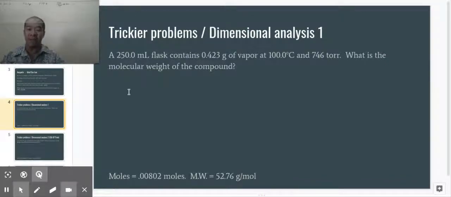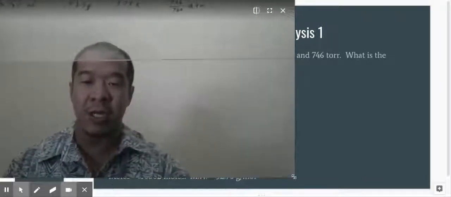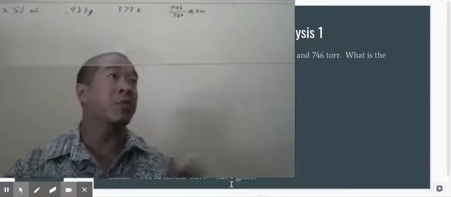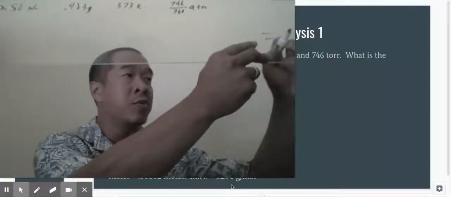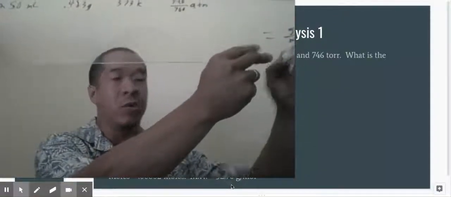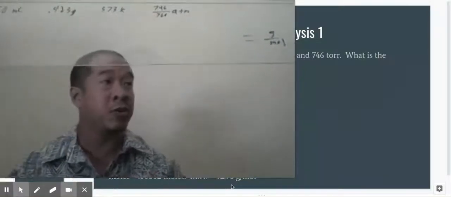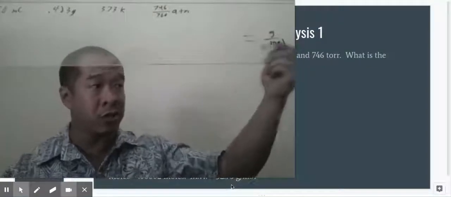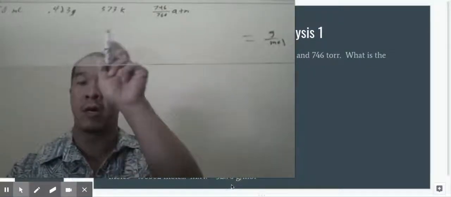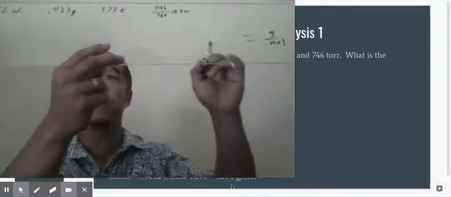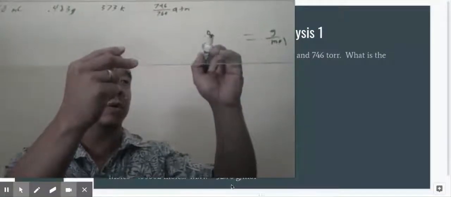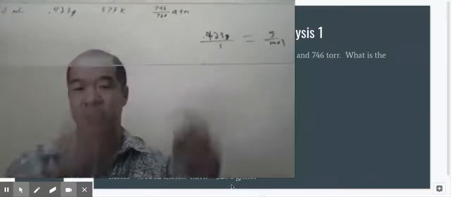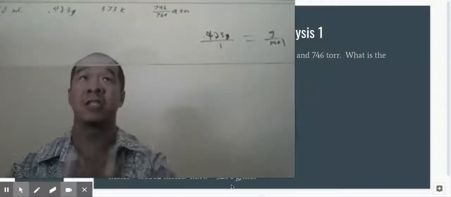All right, once I've got that, the question is asking, what's the molecular weight of the compound? Molecular weight is going to be in grams per mole. Those are the units I know I'm looking for, so that's going to be my answer. So I'm looking for grams in the numerator, moles in the denominator. So I know for a fact that's going to be 0.423 grams in the numerator, and I don't care what's below it, right? It's just there, it's a constant.